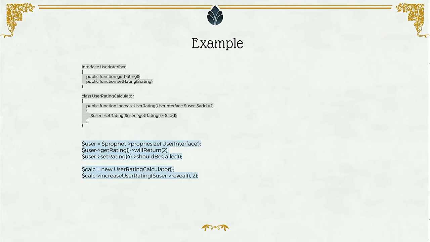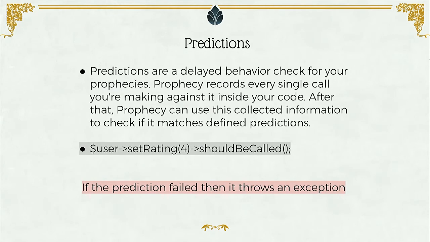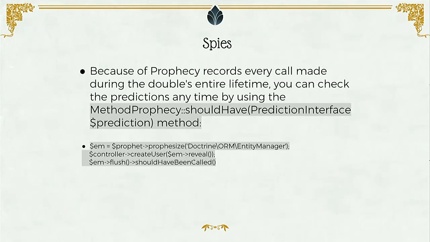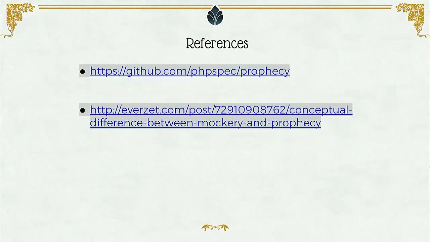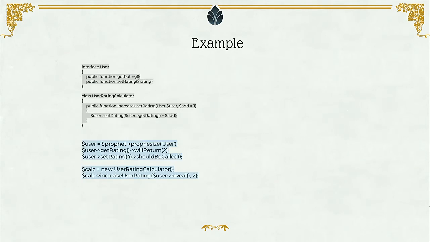Okay, any other questions? This is all about the predictions and prophecy. I think you can start using it. Here is the GitHub. Maybe I have a question. Yeah, please. So basically, instead of the third line, setting rating four should be called. You can omit that line, and then after the last line, you could use the spy, should have been called. So it's up to your choice, right? It depends on your requirement, how you want to test it. You can call it whenever you want.